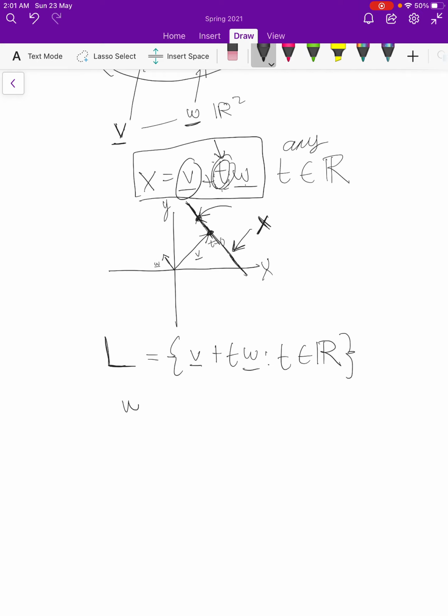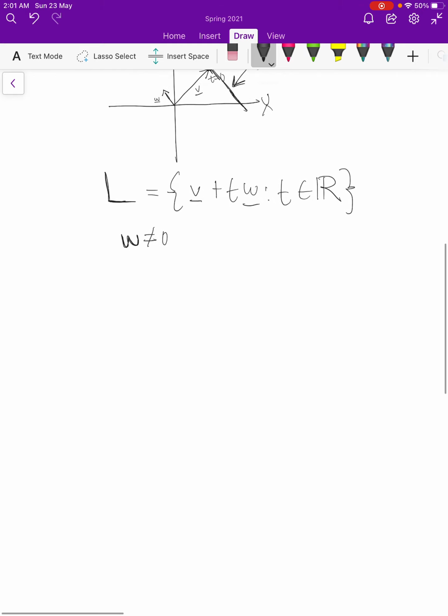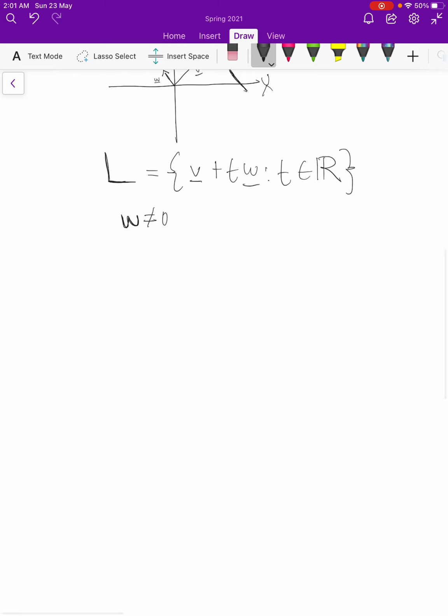And we're going to ignore when w equals 0, because in that case, we're just going to have a single v, and that's not a line. That's just a vector. And yeah, so w does not equal 0.